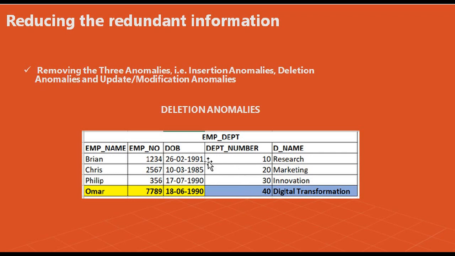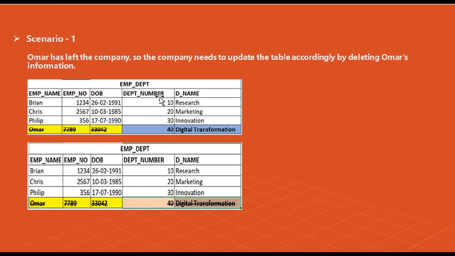Now see the design. If I remove this information, or remove Omar's information, I have to delete the entire row. And if I delete this, I lose information about this department of digital transformation. Let's say, for example, I am deleting this record. It basically means that the company's employee department table will convey that there is no department called digital transformation in this organization, which conveys false information. So this is the deletion anomaly.